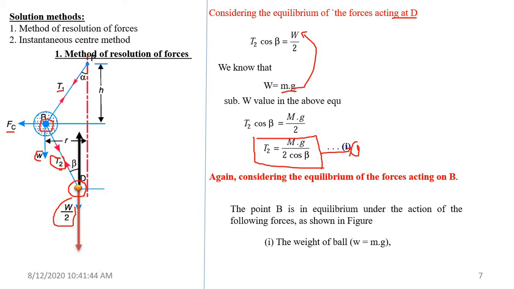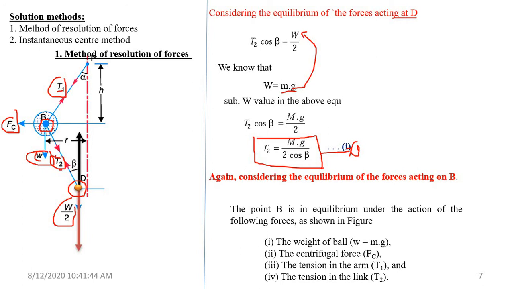First is the weight of the ball. Number 2, the centrifugal force. Number 3, tension in the upper arm. Then the lower arm tension.